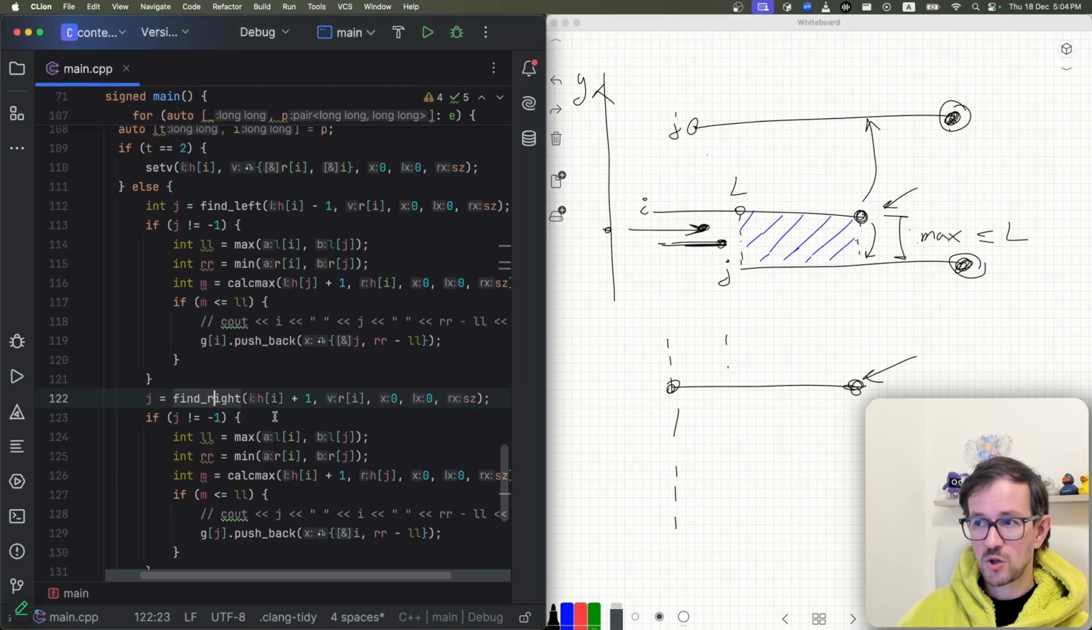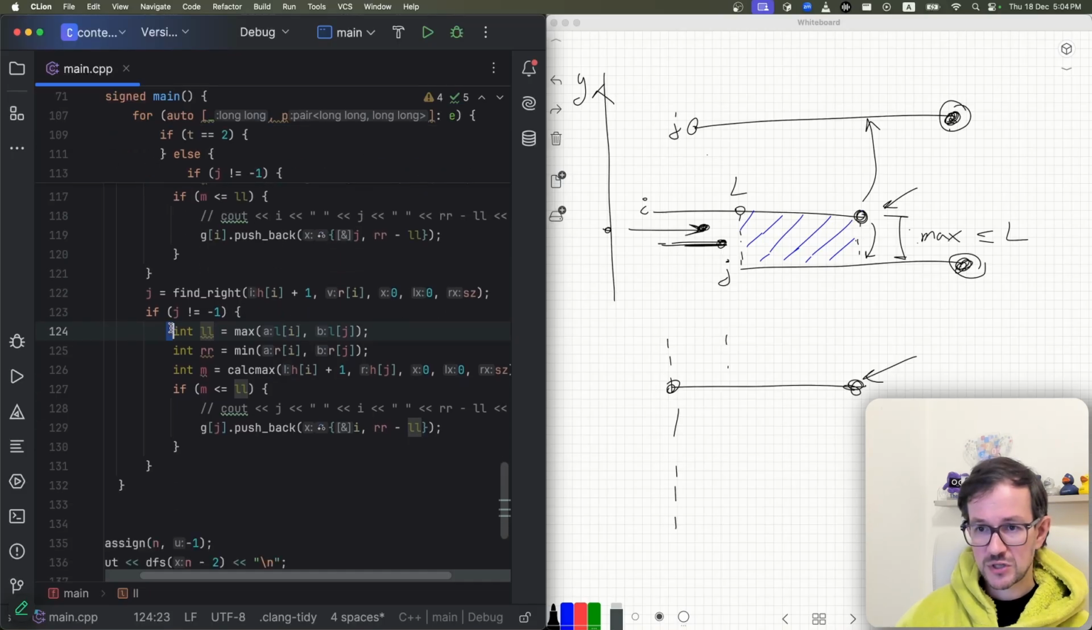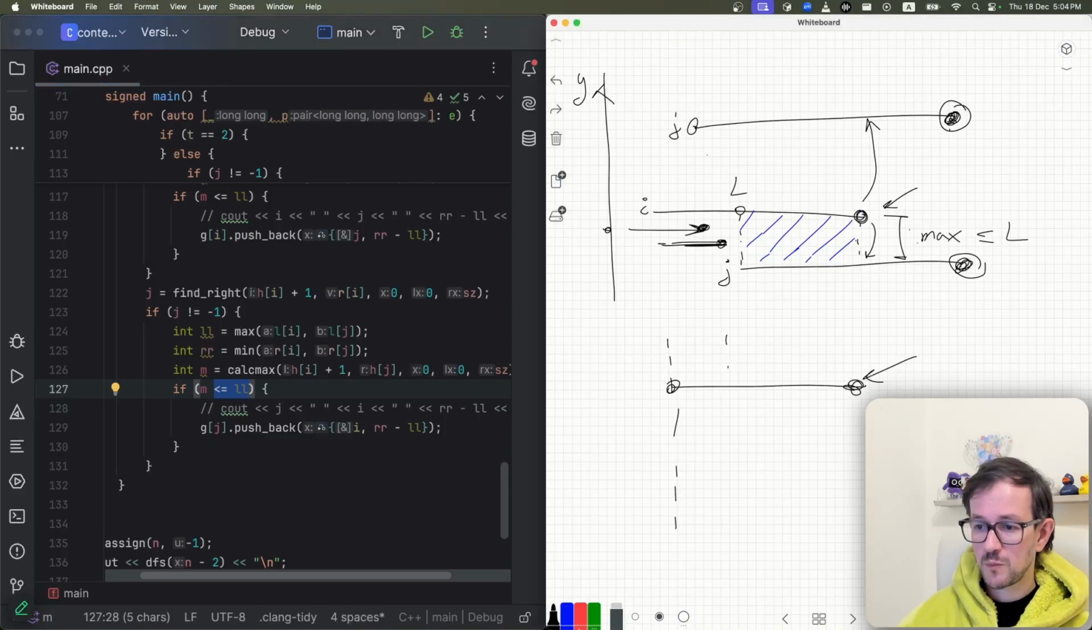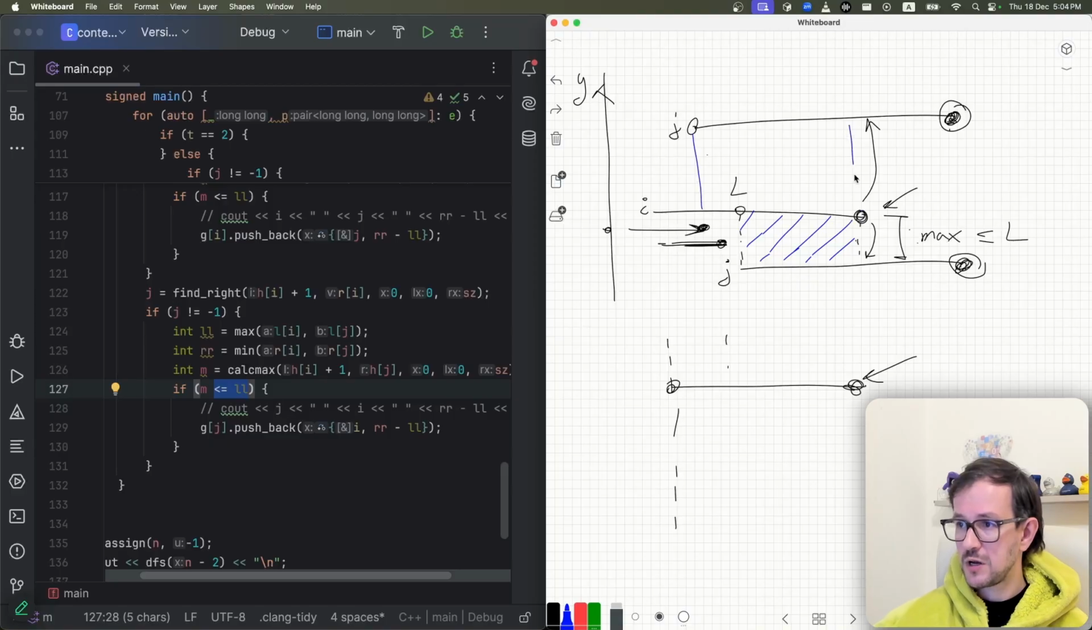So I find the closest element to the right. Again, find the intersection. Calculate the maximum. Check if this maximum is to the left of the intersection. If it is, then I can push flow from there. Okay, so if they intersect, then I can push flow here.